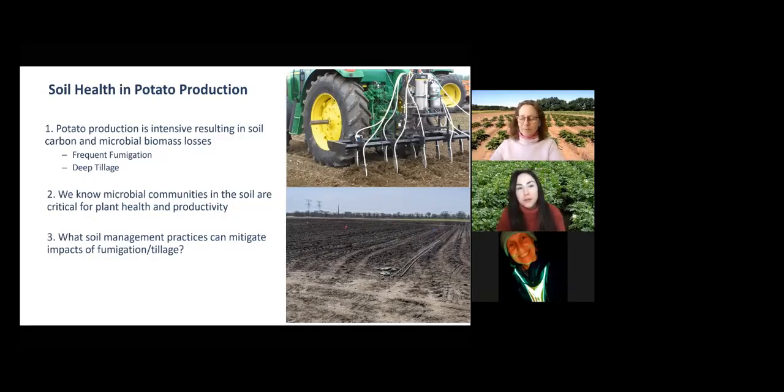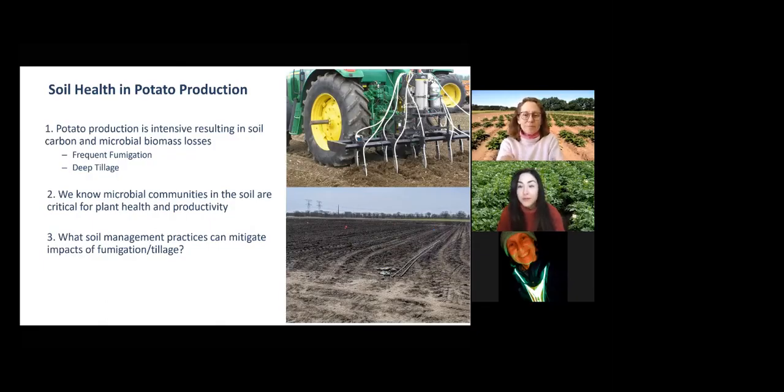And that's because potato production is pretty intensive on the soil. Each year before potato is planted, there's fumigation that occurs in almost every single potato plot, and also tillage, deep tillage that occurs in order to get your plants into the ground and for ease of harvest as well. And as you can imagine, that causes a lot of soil carbon loss. It causes chemical and physical damage to the microbial community in the soil.